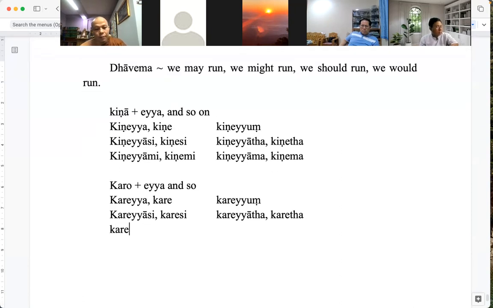And then, so kariyami, so karimi, kariyama, and then karima. So all of the bases ending in O, we also form in this way. So very simple.